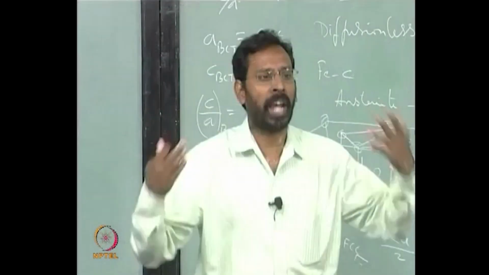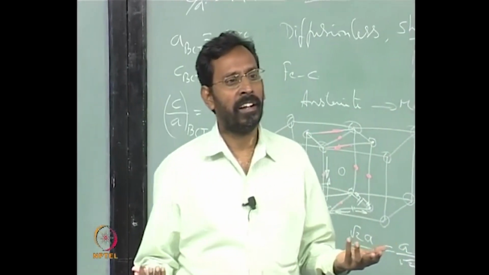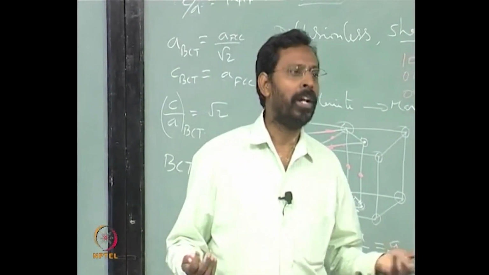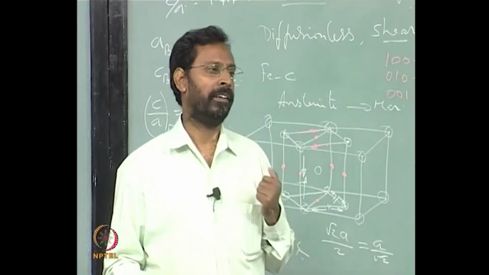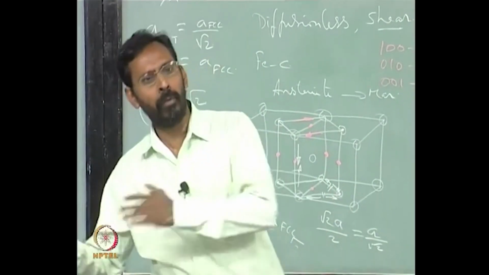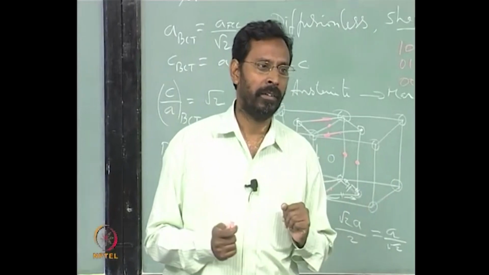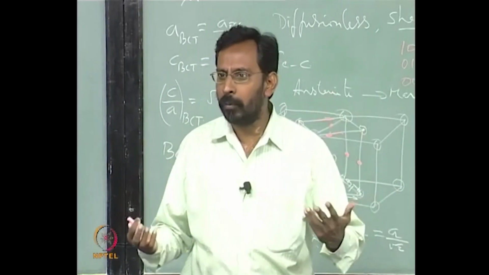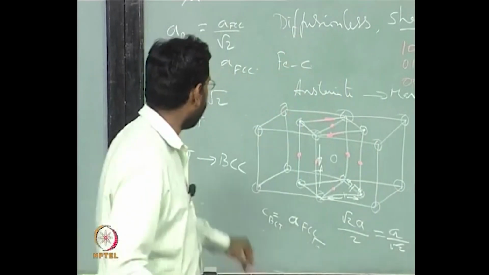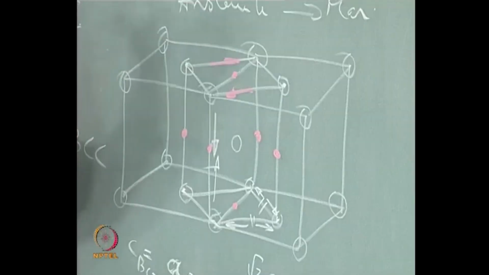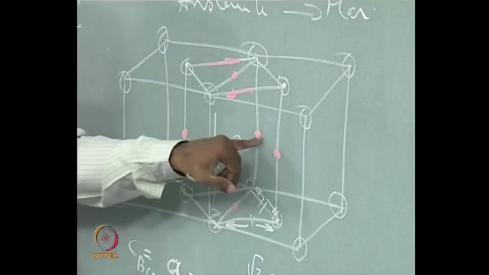If the carbon atoms can move, why will shear occur? Martensite would not have formed, it would have formed bainite. If carbon atoms could have moved, it would have formed bainite. Because carbon atoms are not moving, they are where they are, exactly they will remain. Once the FCC becomes BCT, the carbon atoms are actually sitting here.